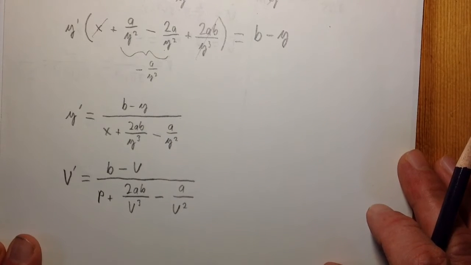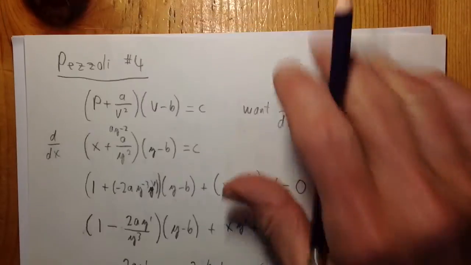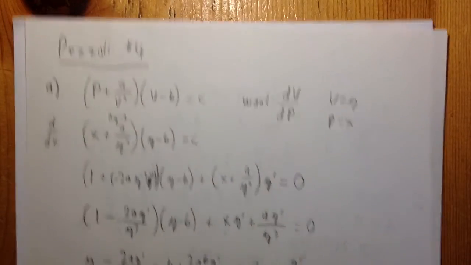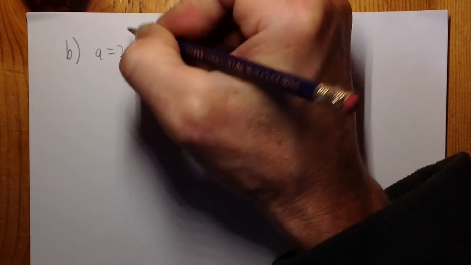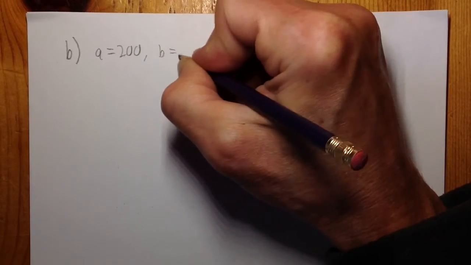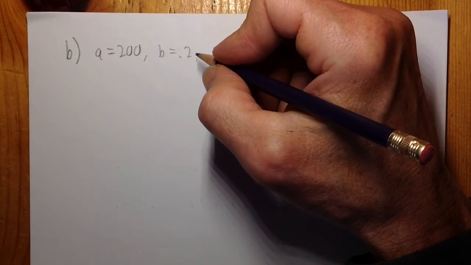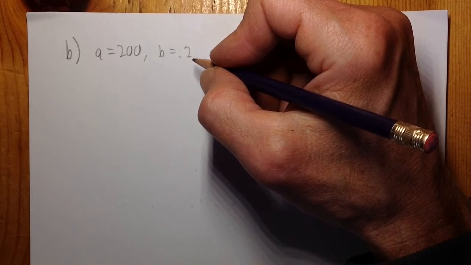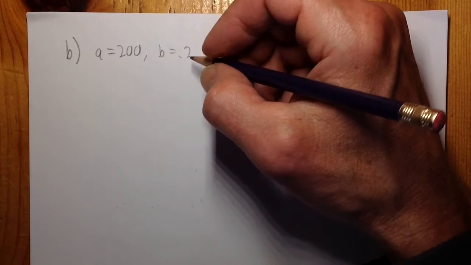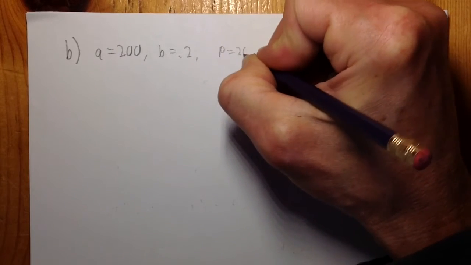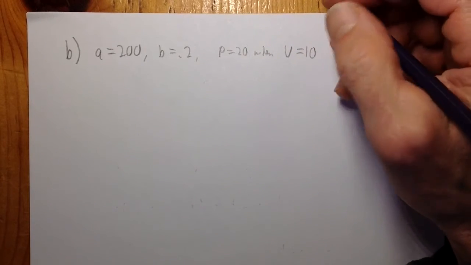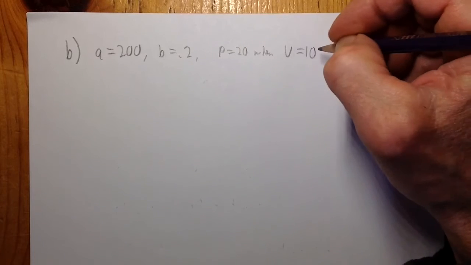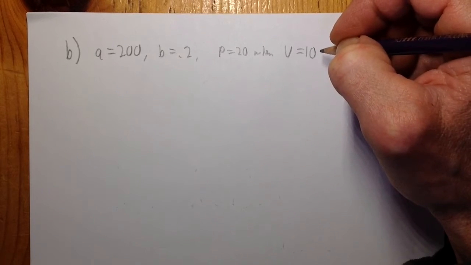Now, they give us numbers for part B. Okay, so this is obviously all part A. So let's look at part B. Part B says, assume that a equals 200. So now they're going to give us numbers. a is 200, b is 0.2. And that when the pressure p is 20, the volume v of the gas is 10. So p equals 20 when the volume is equal to 10. 20 atmospheres, 10 milliliters. So we just have to be careful with units.